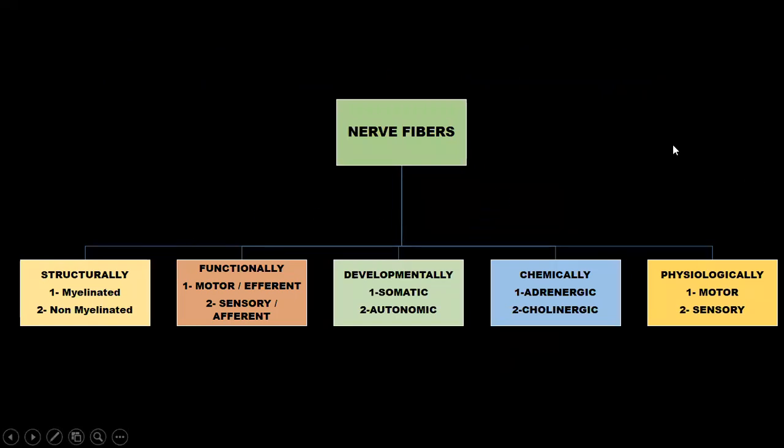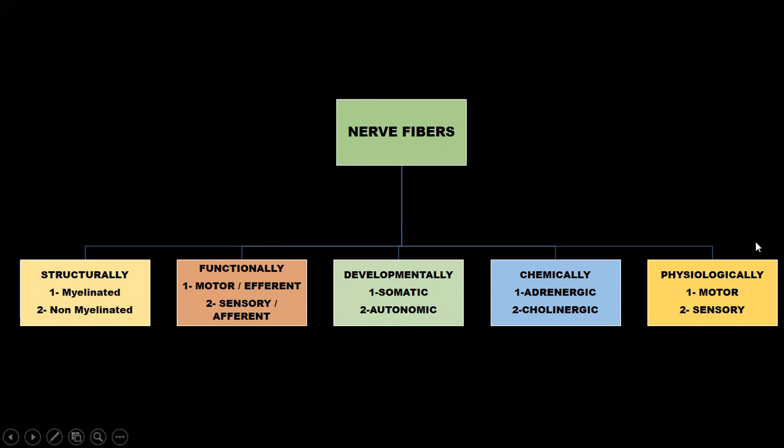Coming to the nerve fibers, as I've already said, structurally we have myelinated and non-myelinated. The myelinated fibers are those which have the myelin sheath, and the non-myelinated are the ones which do not have the myelin sheath. Then functionally we have the motor, which we say is efferent, and the sensory, or afferent. Then developmentally it is somatic or autonomic. Chemically, as I said, it is adrenergic and cholinergic. What is adrenergic? Its neurotransmitter is noradrenaline, and cholinergic has the neurotransmitter acetylcholine. We are also going to see how acetylcholine works in a further slide.